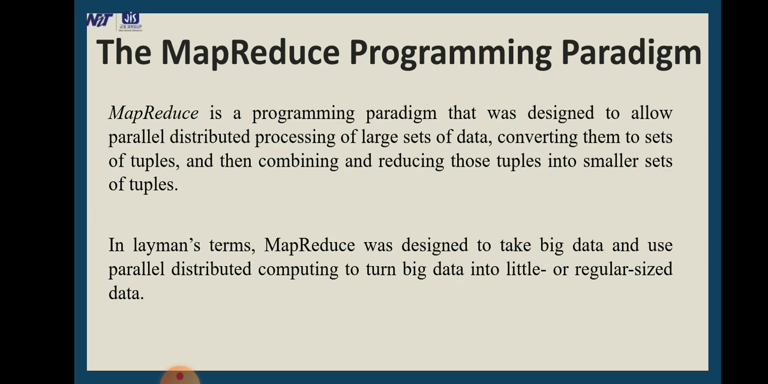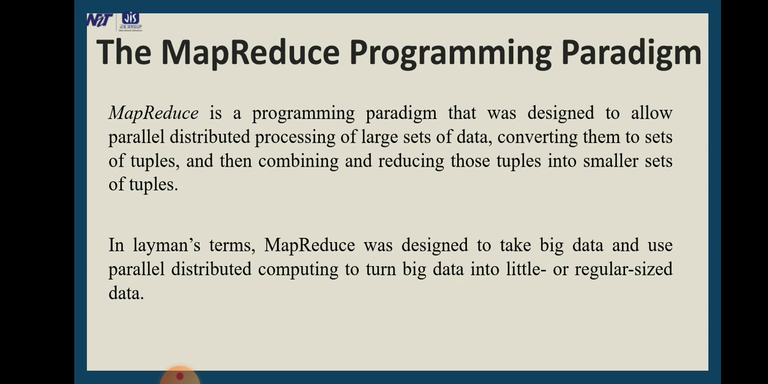Secondly, the reduce task takes the output from a map as an input and combines those data tuples into a smaller set of tuples. As the name MapReduce implies, the reduce task is always performed after the map job. The major advantage of MapReduce is that it is easy to scale data processing over multiple computing nodes.